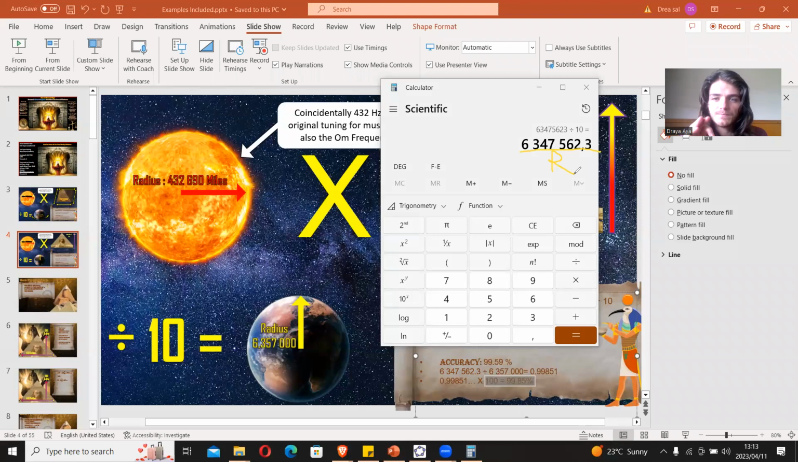But if it's like 0.9999, it's close. So that's how we're going to do it, right? So here I've got our answer, and I'm going to divide it by the radius of the Earth, which is 6,357.123.